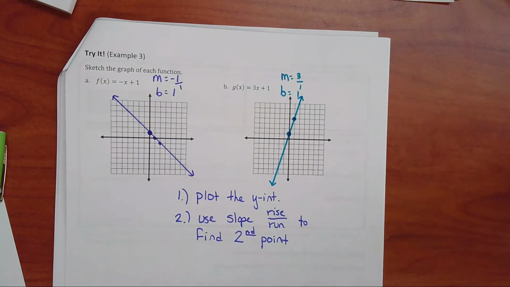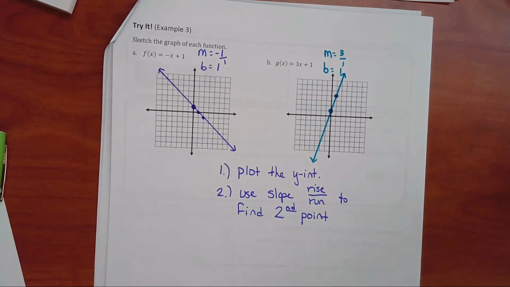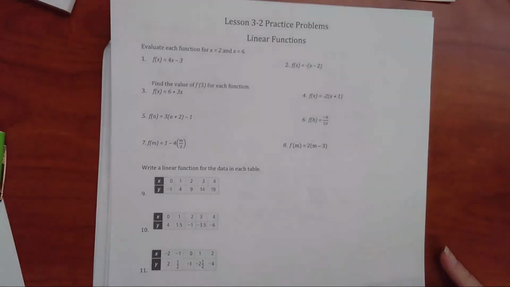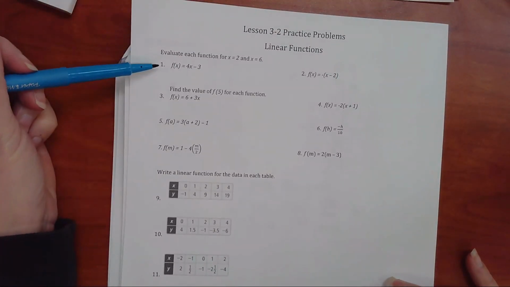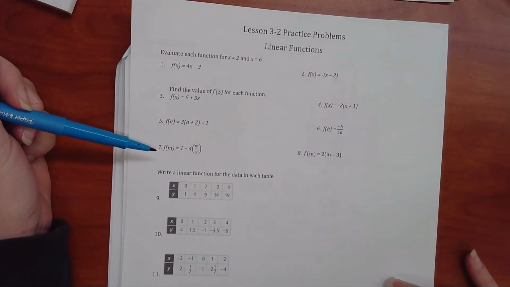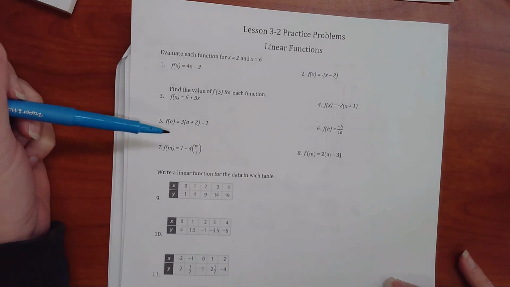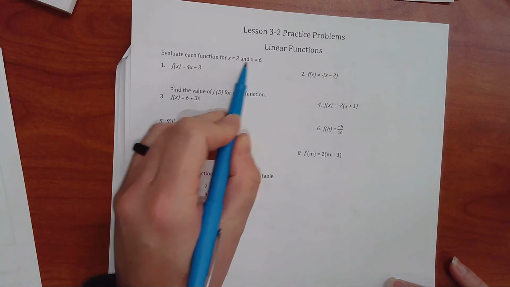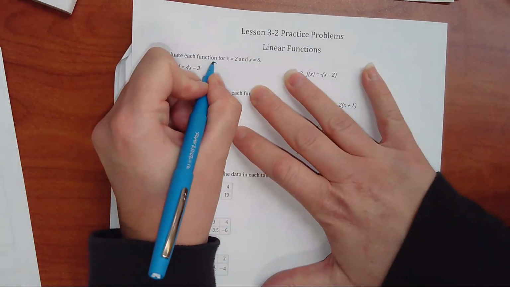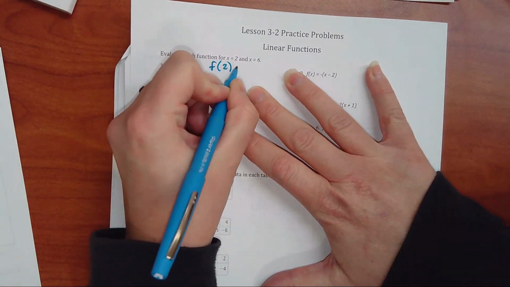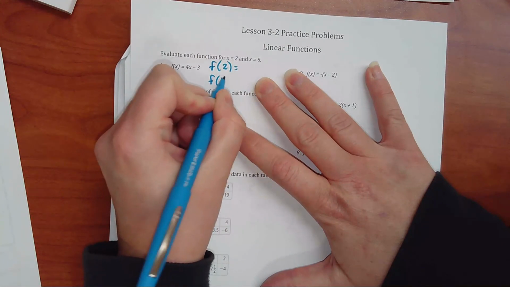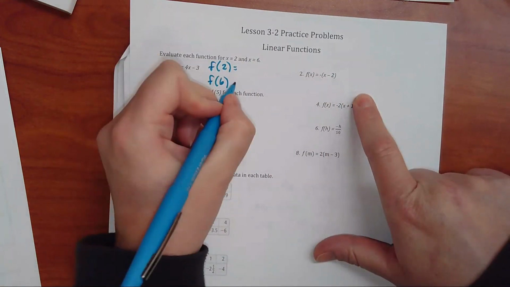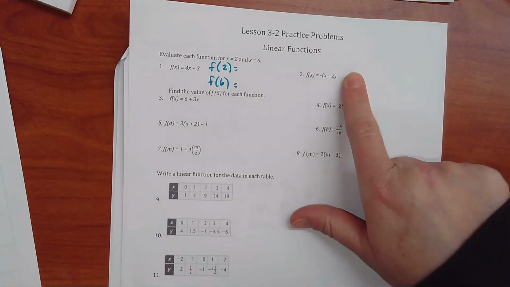All right, so today you guys have a worksheet that will be passed out to you. Problems 1 through 8 are all just you plugging numbers in. So for number 1, you actually are going to take a 2 and plug it in and a 6 and plug it in. So like for number 1, you're going to end up having an f of 2 and an f of 6. Same thing for number 2. You're going to have an f of 2 and an f of 6. So 2 answers, 2 answers.